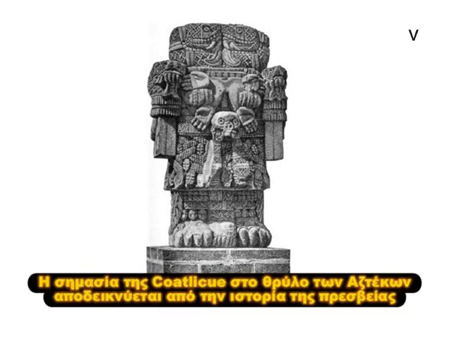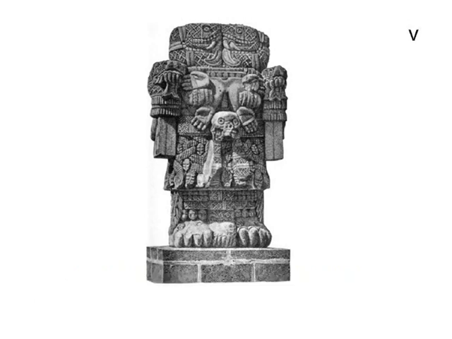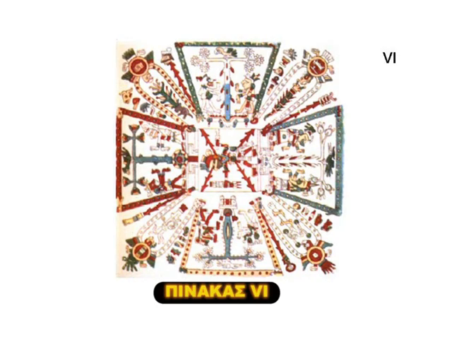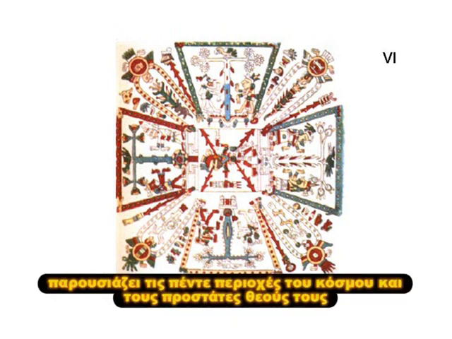The importance of Coatlicue in Aztec legend is evidenced by the story of the embassy sent to her by Montezuma. Plate 6, after an engraving in the first page of the Codex Vaticanus, representing the 5 regions of the world and their tutelary deities.